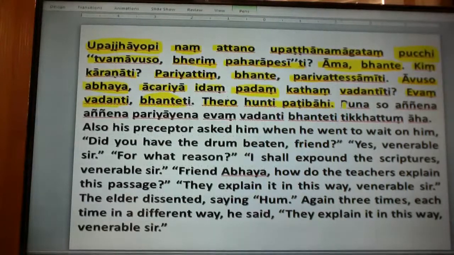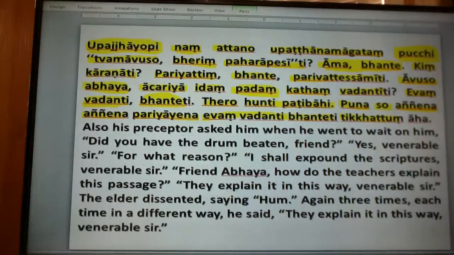So Puna means again. So means the Abhidhamma. Inyena, Priyayena. Inyena means other. Priyayena means method, a other, different method. Evam Vadanti Bandi means all our teachers give the explanation like this, Venerable. He is trying to explain in a more different way.